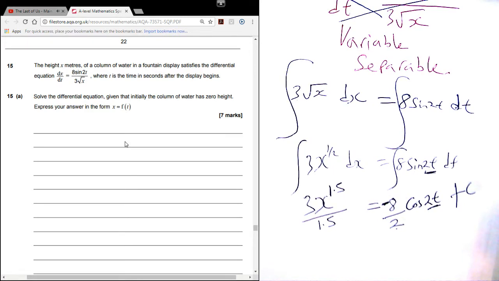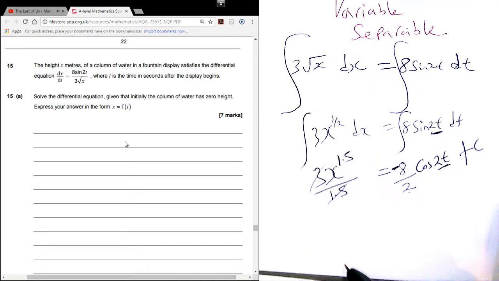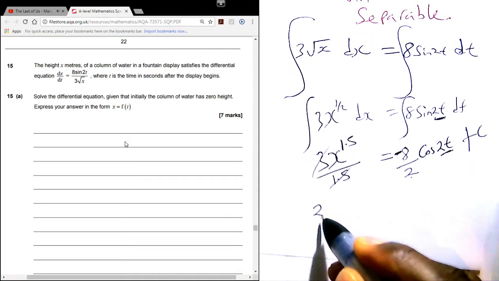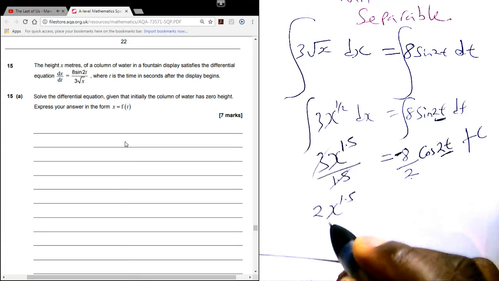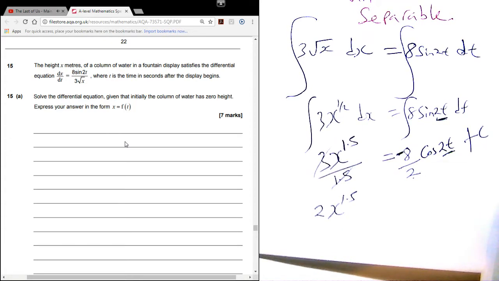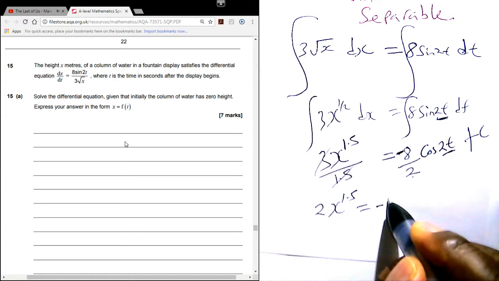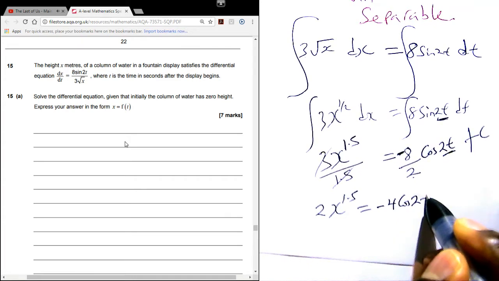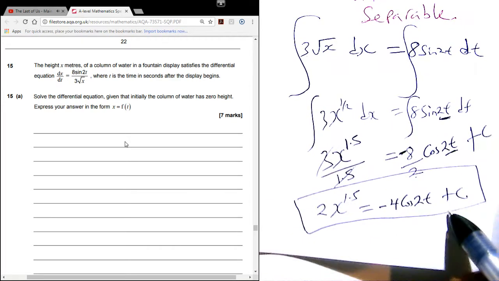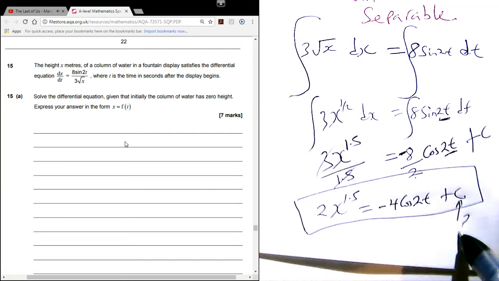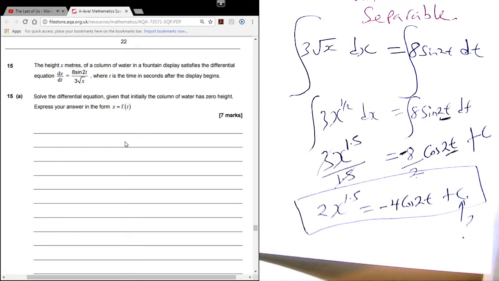1.5 goes in 2 times, so that's 2x to the power 1.5. I could actually call it x to the power 3 over 2 equals negative 4 cos 2t plus c. Now, it's not enough to stop there. We need to find out c, we need to work out c. And that's why we've been given the initial condition.